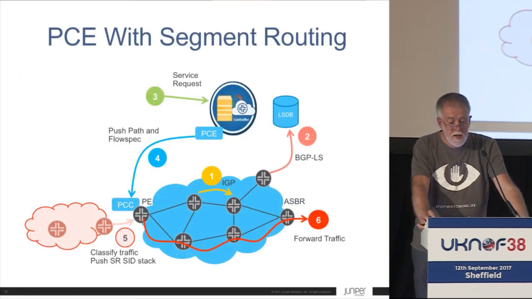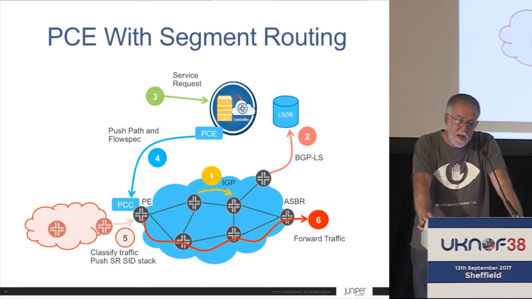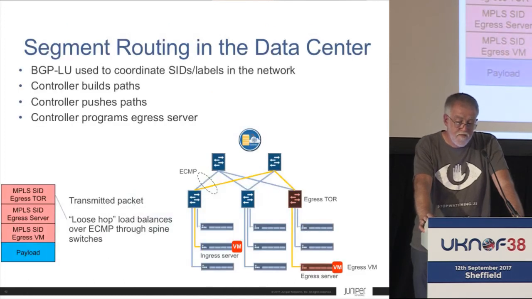So some use cases. This is a step-by-step PCE with segment routing. What's going on is you request a service to a controller, the controller computes a path through the network, tells the head end what stack of SIDs to apply, and when the traffic comes in, it's classified against that, the SID stack's imposed, and the packet is forwarded through the network. That's a fairly simple, straightforward approach.